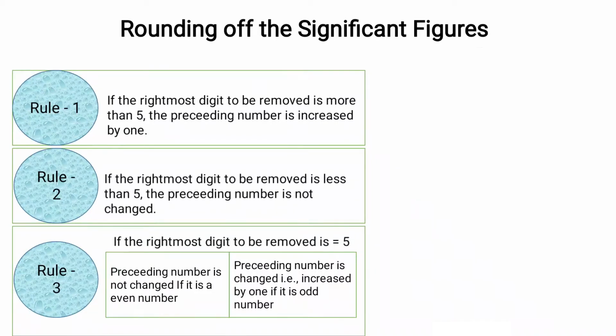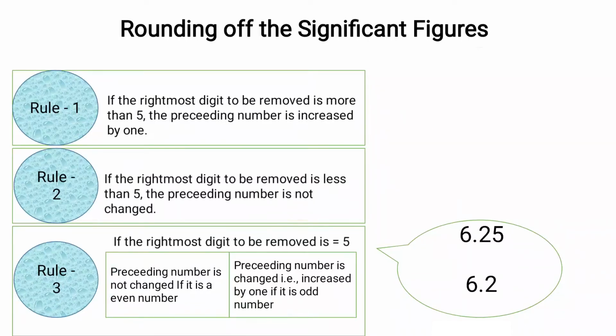Let us consider an example for the first possibility. Let us see what happens if the rightmost digit is equal to 5 and the preceding number is even. For example, 6.25. Over here the rightmost digit is equal to 5, whereas the preceding number is 2, and this 2 is an even number. If the preceding number is even, then no changes are made, and the number is rounded as 6.2. This is the reporting answer.